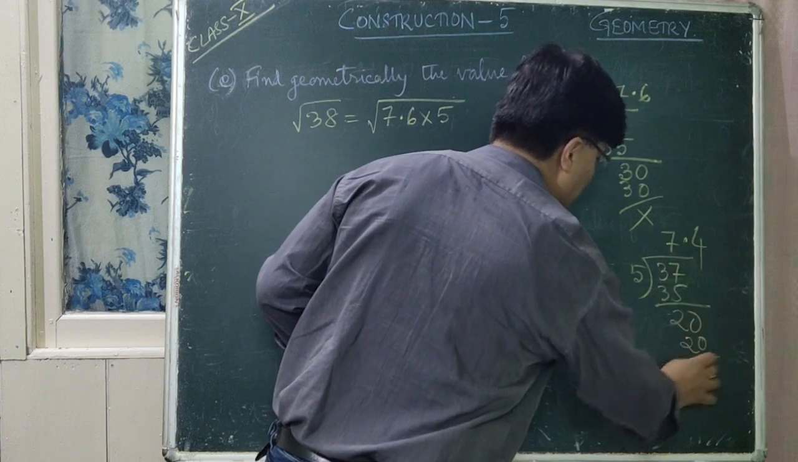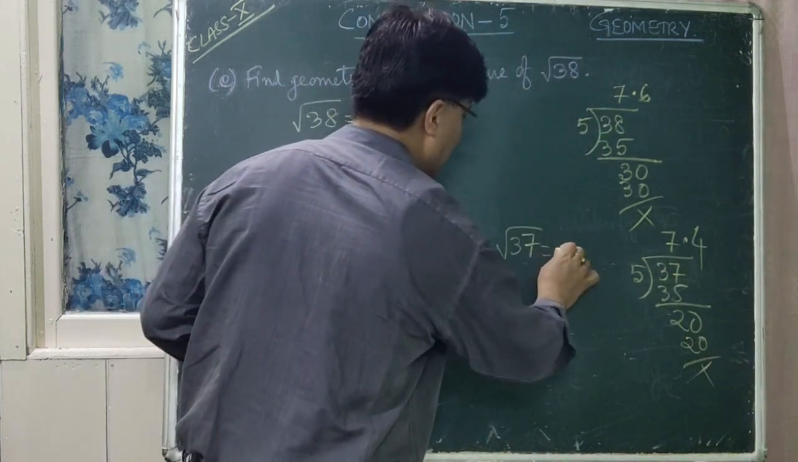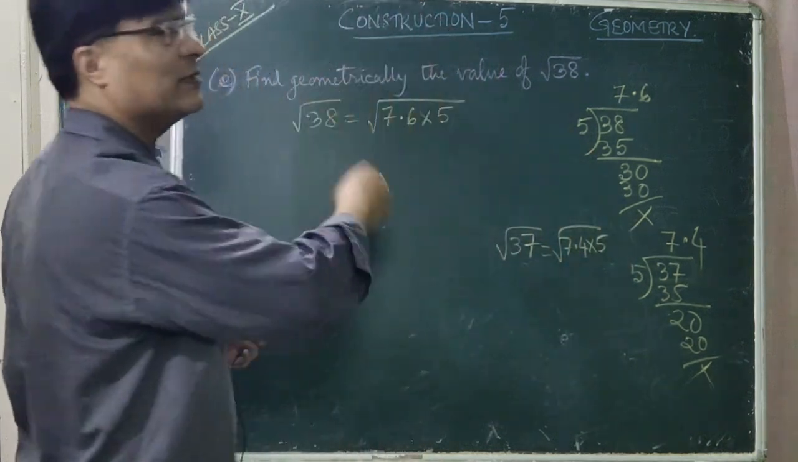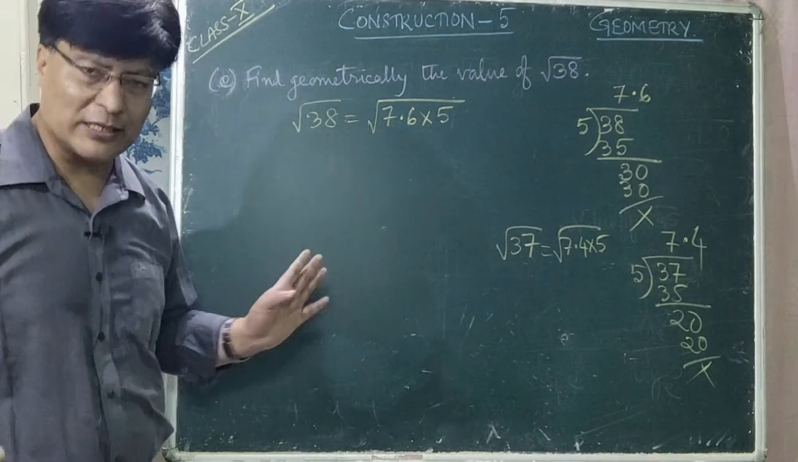5 sevens are 35, 5 fours are 20, so you can write here 7.4 into 5. Then you can easily get the square root of 37. I think you have understood it.